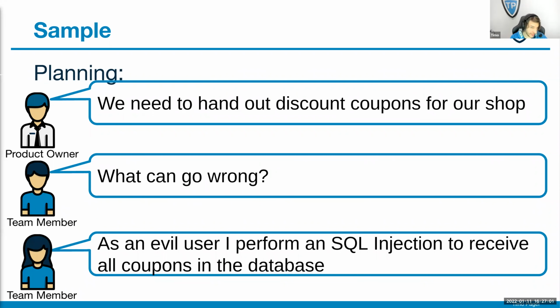So here I have another example. We need to hand out discount coupons for a shop. What can go wrong? And the answer here is, as an EVA user, I perform an SQL injection to receive all coupons in the database.